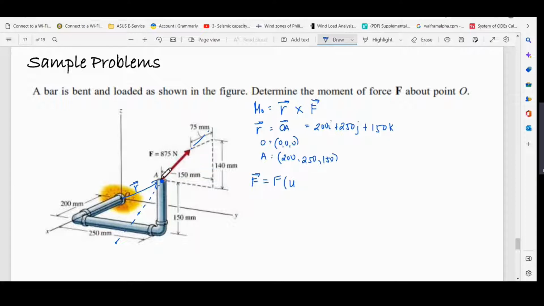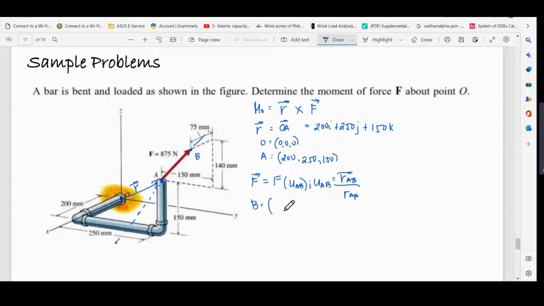Unit vector. So, anong unit vector niya? Di ba itong point na to? Tsaka ito. Let's say this is point B. UAB, in which yung ating UAB is equal to the position vector RAB divided by its magnitude. So, kailangan natin i-determine yung coordinates ng ating B.